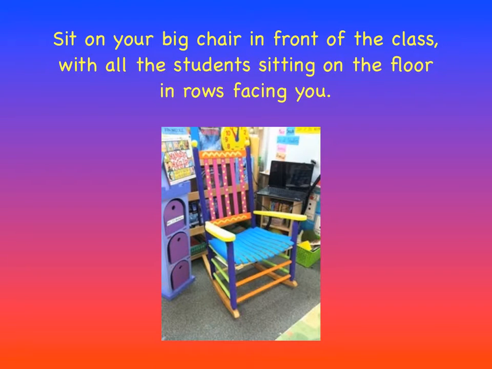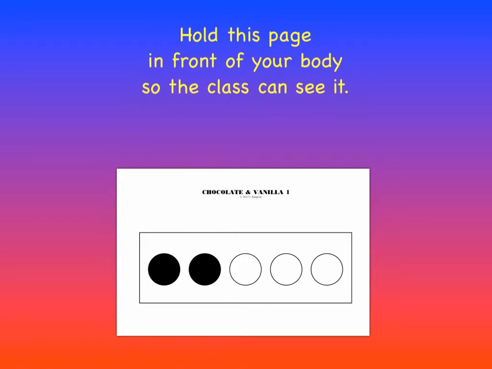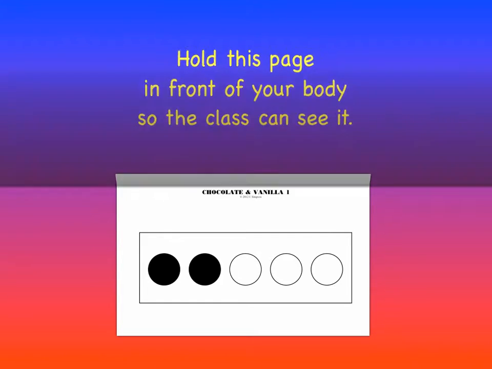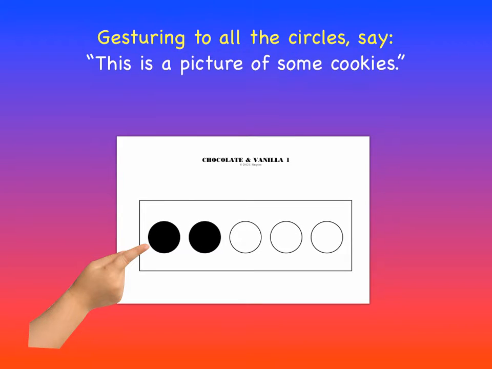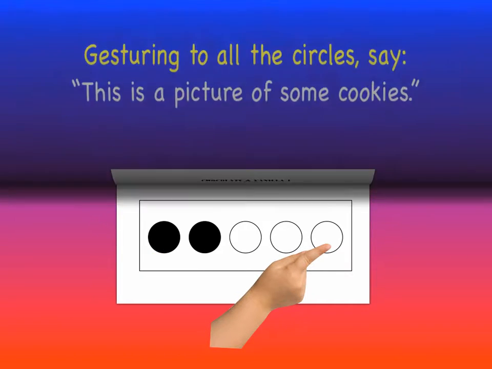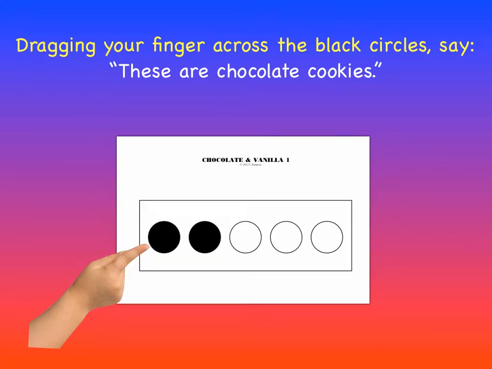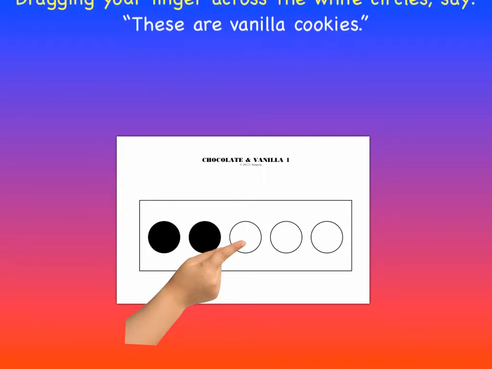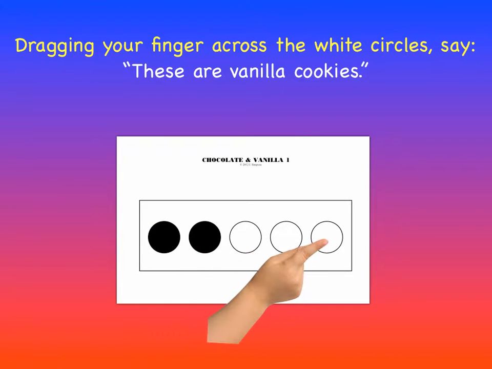Sit on your big chair in front of the class with all the students sitting on the floor in rows facing you. Hold this page in front of your body so the class can see it. Gesturing to all the circles, say, "This is a picture of some cookies." Dragging your finger across the black circle, say, "These are the chocolate cookies." And these are the vanilla cookies.